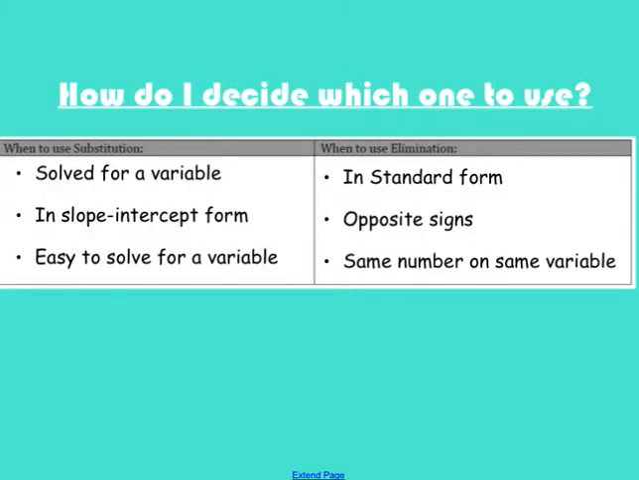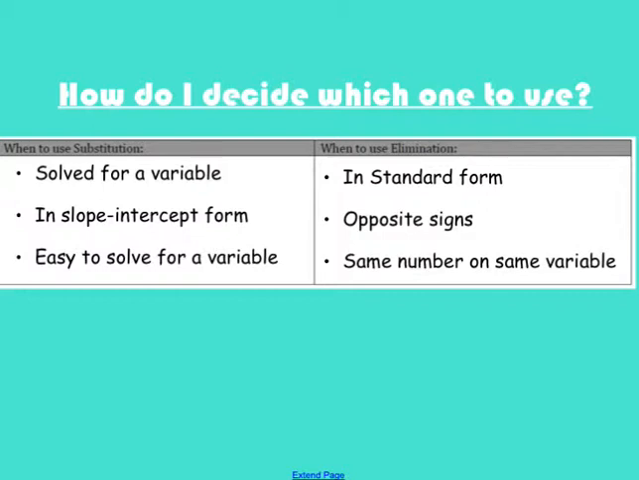Substitution is typically the easiest to use when it's solved for a variable, it's already in slope-intercept form, or it's something that's really easy to solve for a variable. There's a letter that has a number 1 with it, with no other number in front of it or something like that. That would be easiest to use substitution.